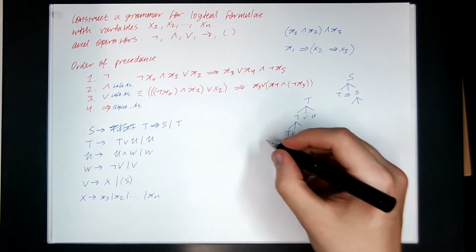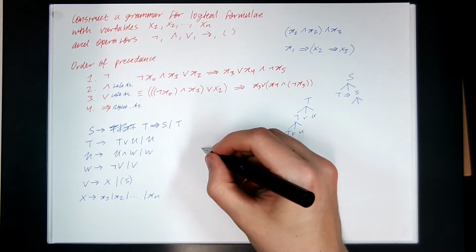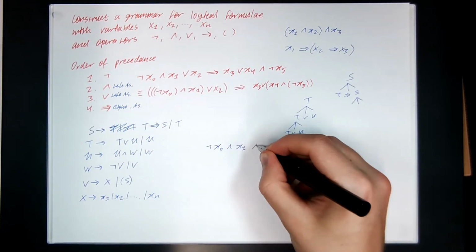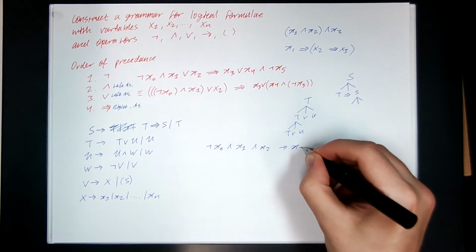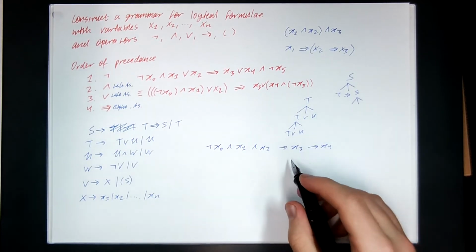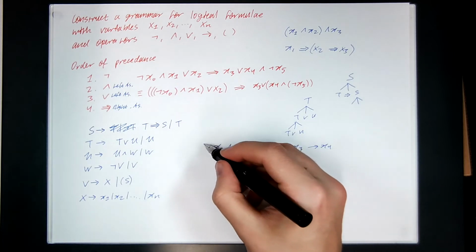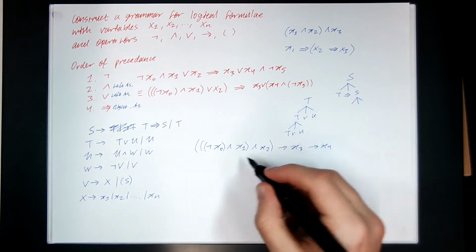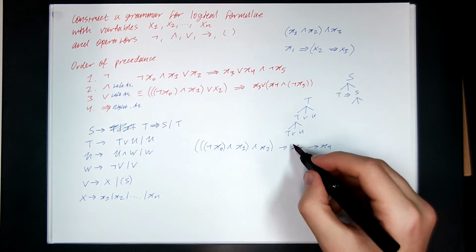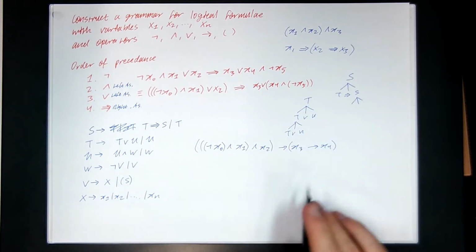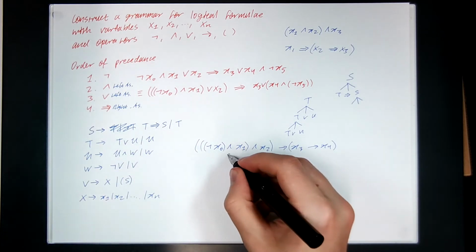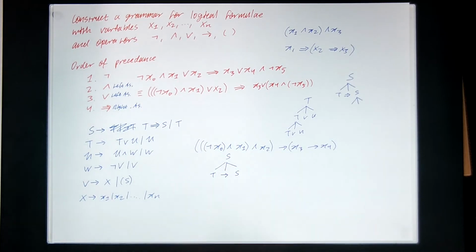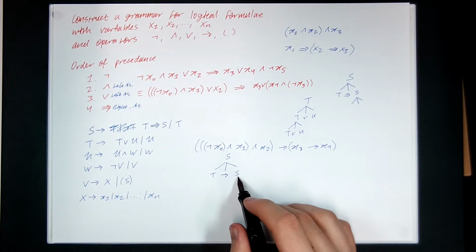So if I try and have some logical formula, so not x0 and x1 and x2 implies x3 implies x4, the parse tree for this should do the negation, do the leftmost and, then I'd do the other and, but then do this implication first. So it should hopefully evaluate them in this order. So let's try to build it. So S goes to T implies S, and then this S is going to be another implication.